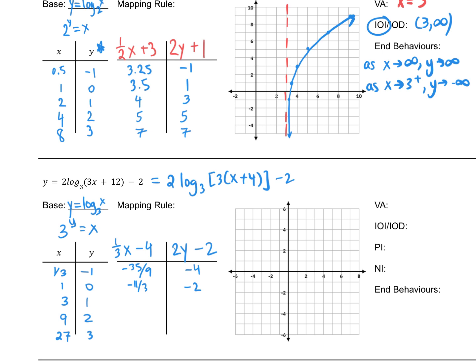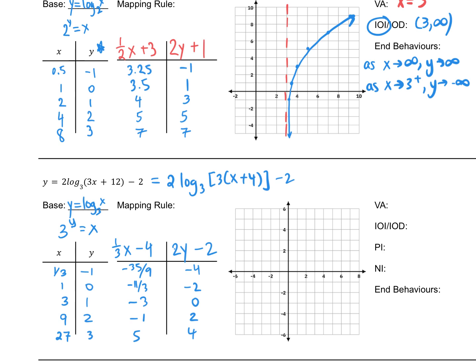3 times a third is 1, minus 4 is negative 3. 1 times 2 is 2, subtract 2 is 0. 9 times a third is 3, subtract 4 is negative 1. 2 times 2 is 4, subtract 2 is 2. And last one, 27 times a third is 9, and 9 subtract 4 is 5. 3 times 2 is 6, 6 minus 2 is 4.